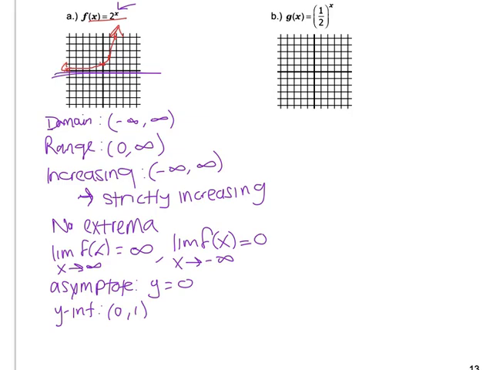Let's see, we don't have any symmetry, so we're looking for any symmetry with respect to the x or y axis or origin, and that is not a symmetric function, so it's not even or odd.